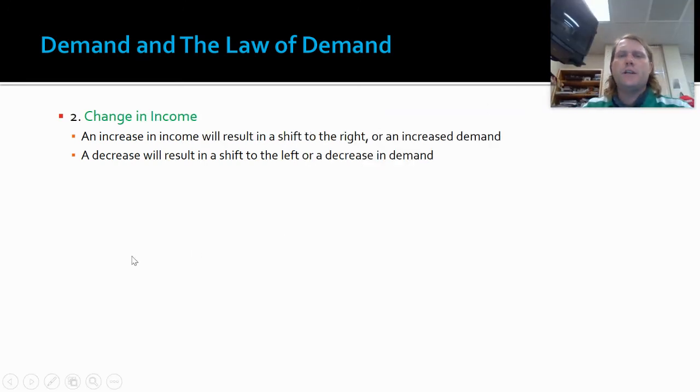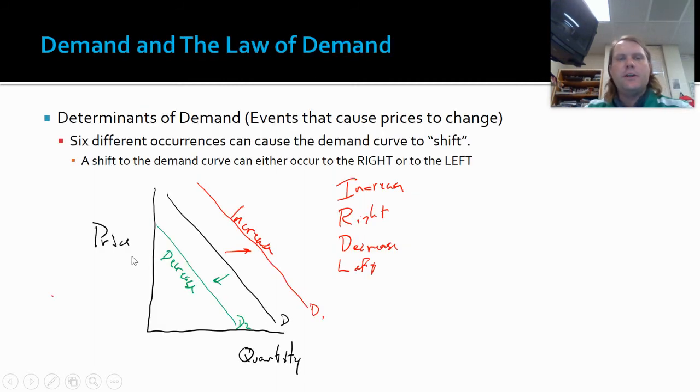Number two is a change in income. We've referenced this a couple different times. If you are making more money, it's going to change what you're able and willing to buy. If you lose money, it's going to change what you are willing and able to buy. And again, this is going to be shown, you can keep referencing this, by these shifts in demand.